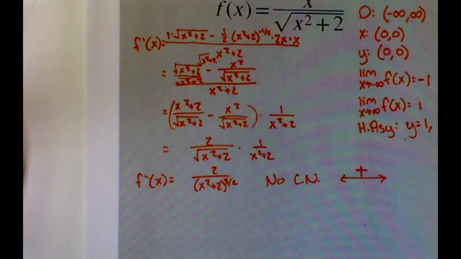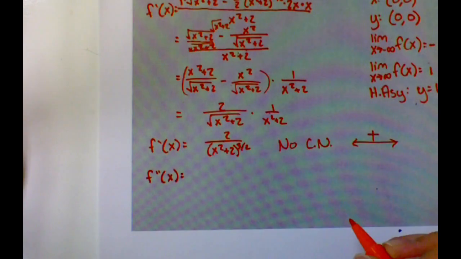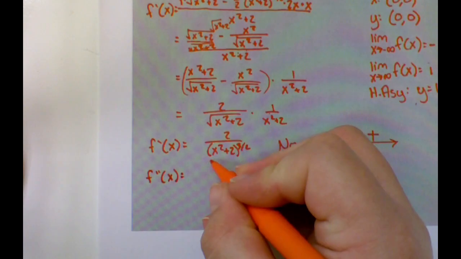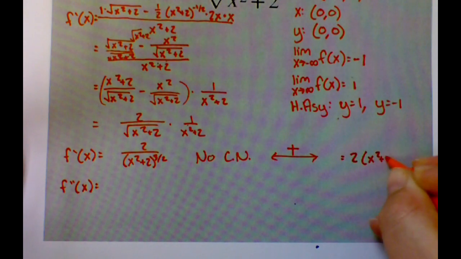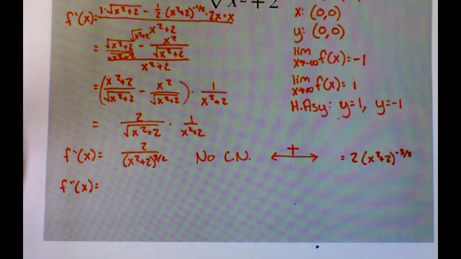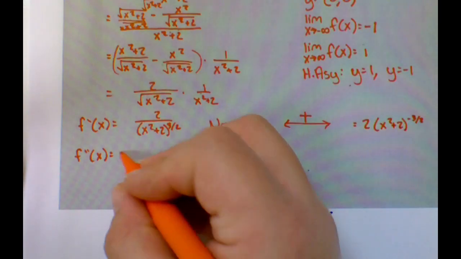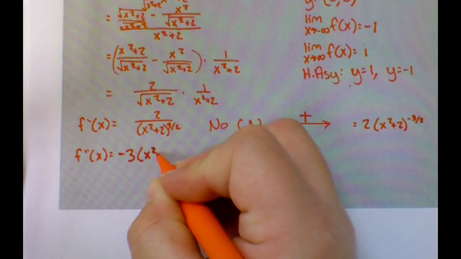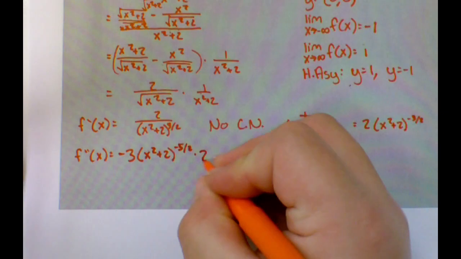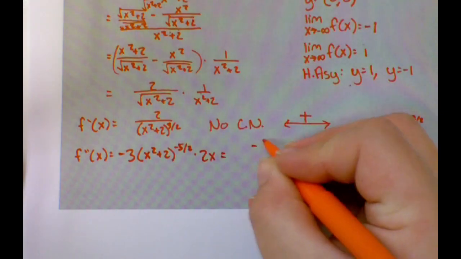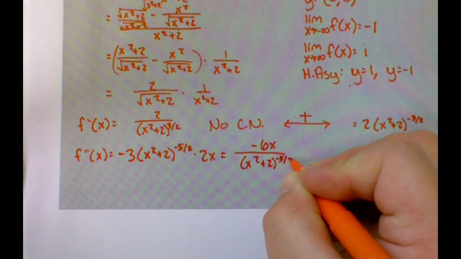There we go. For the second derivative, believe it or not, it is a little bit easier now, because I can treat this as 2 times x squared plus 2 to the negative 3/2 power, and then I just have to use the chain rule one time. So I bring down my exponent, I get negative 3 times x squared plus 2 to the negative 5/2 power times the derivative of the inside, which is 2x. So my derivative is negative 6x times x squared plus 2 to the negative 5/2 power.